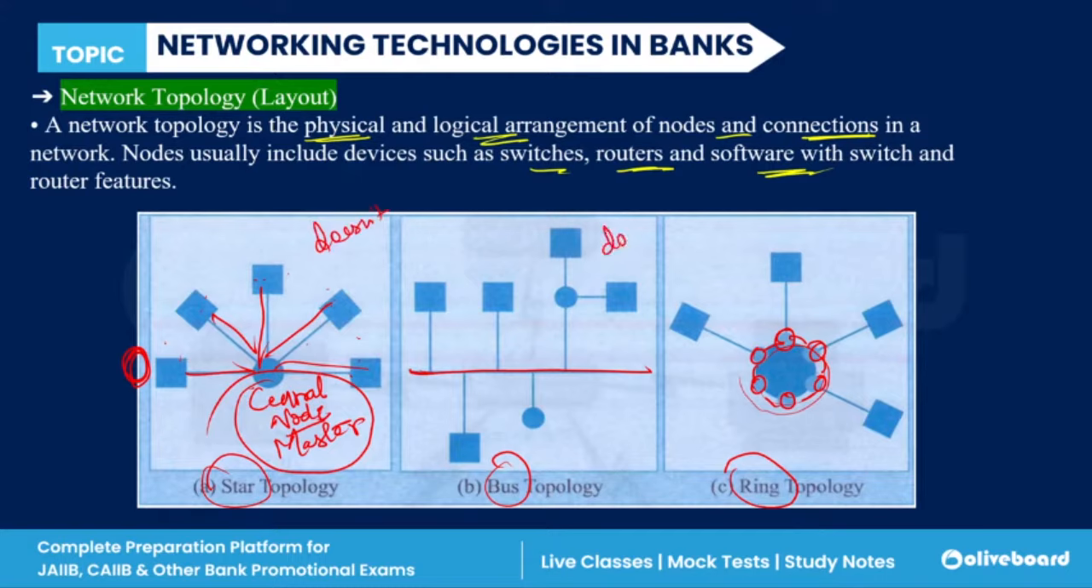Here the breakdown again doesn't affect the entire network, but here the breakdown affects the whole network, right? So this is the networking topology, the most important networking topology. Is that clear? So it is the bus topology, it is the ring topology, and it is the star topology.